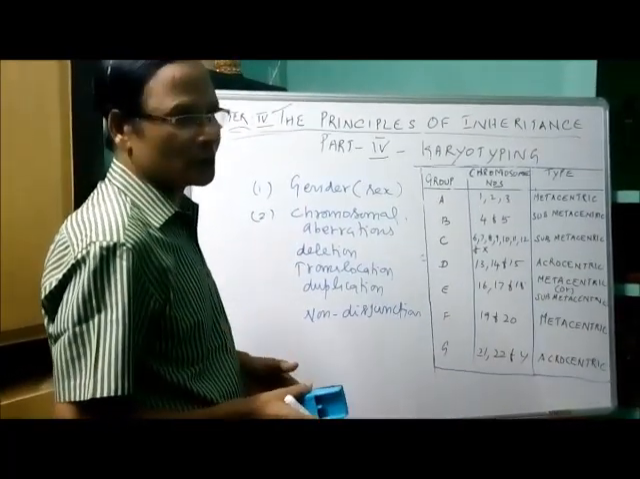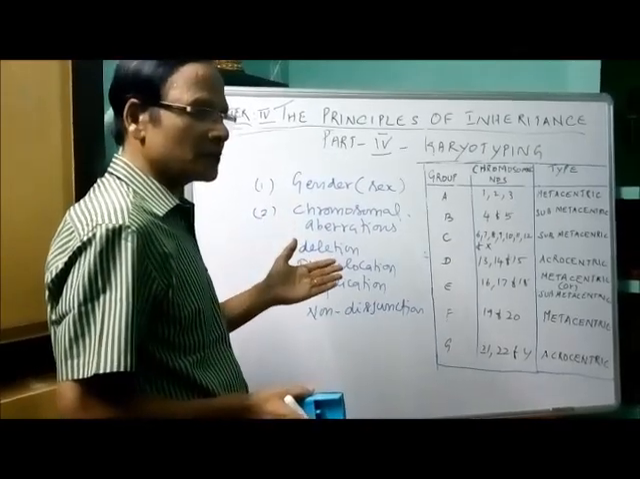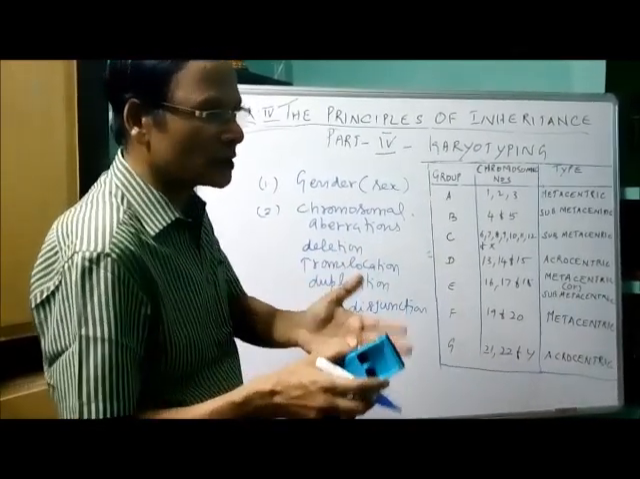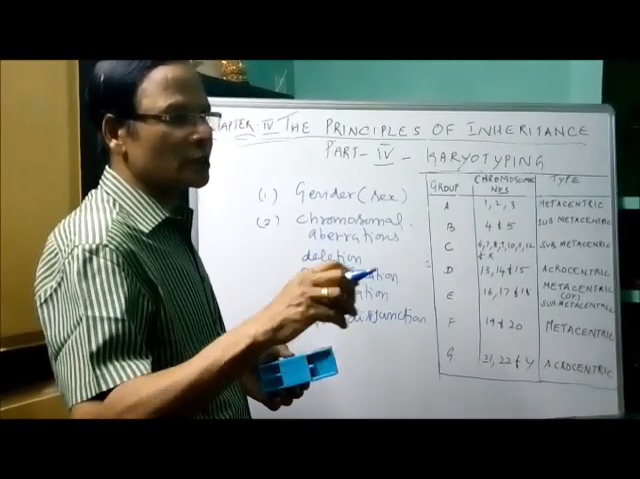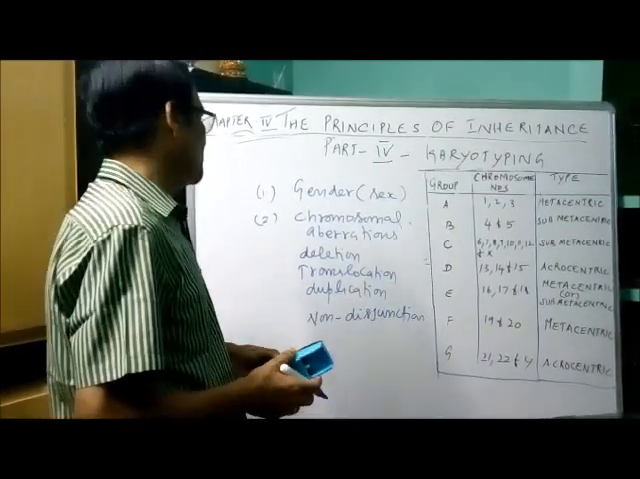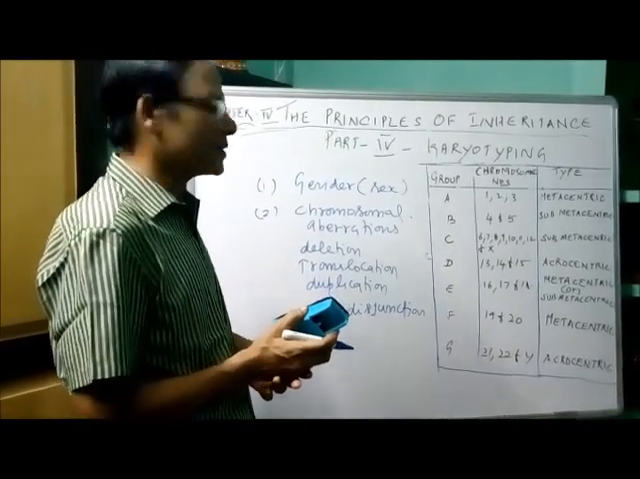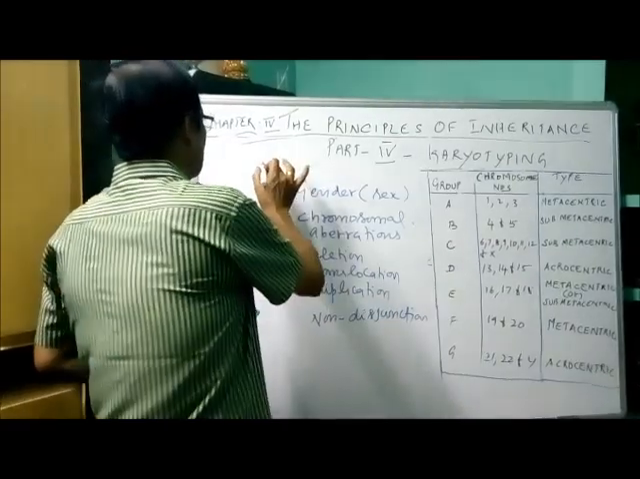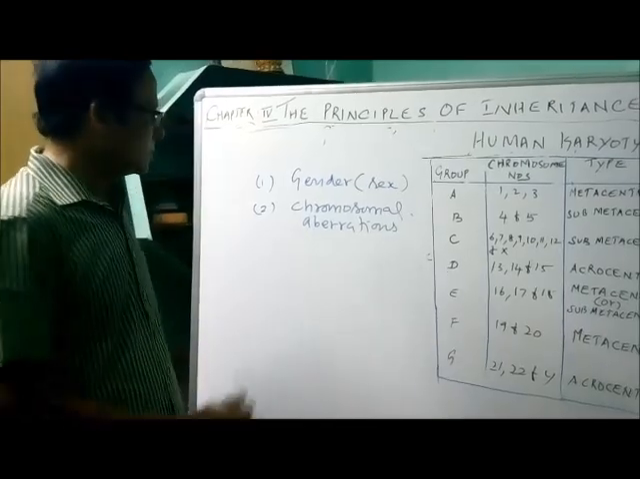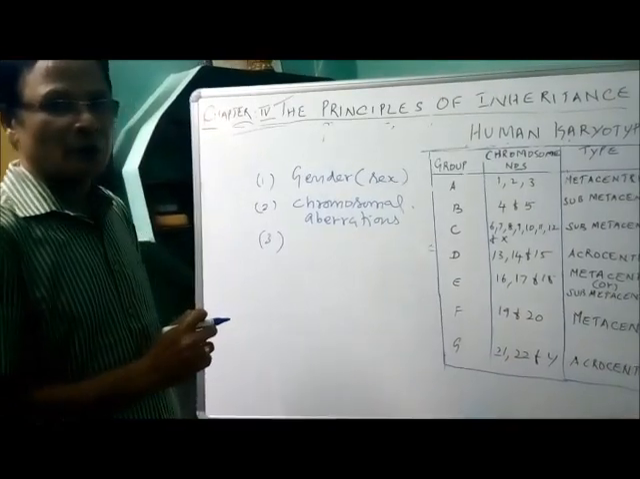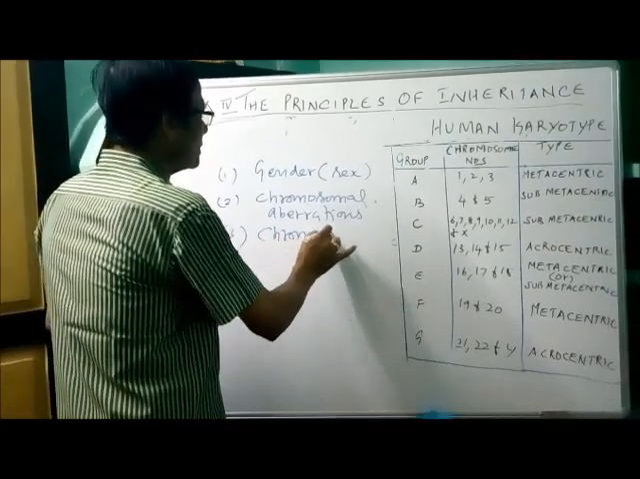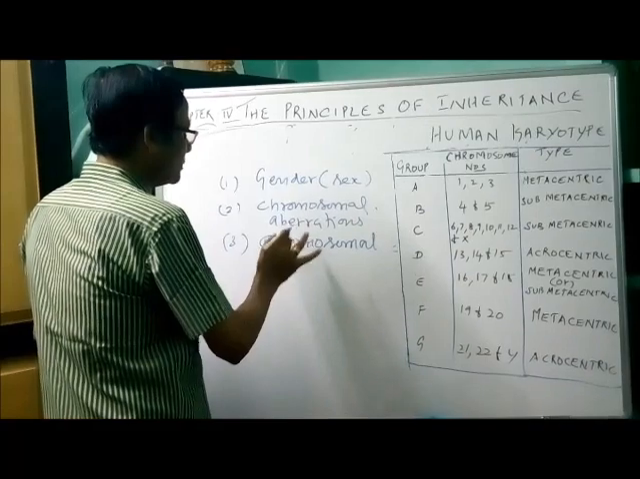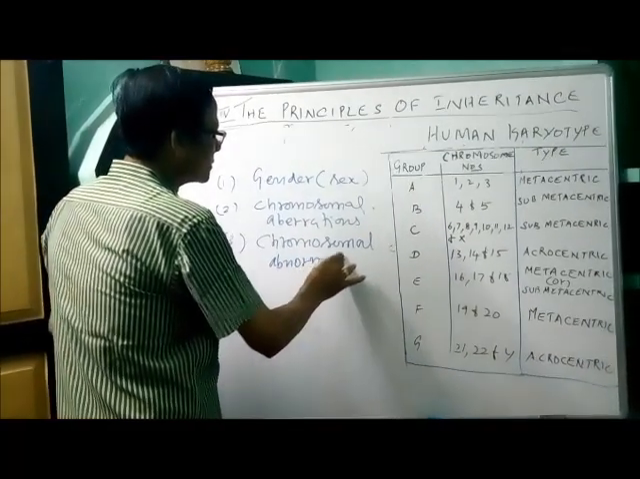In deletion, a part of the chromosome is lost. In translocation, a part of a chromosome from one homologous chromosome is shifted to another homologous chromosome. In duplication, a few genes are duplicated, found twice in the chromosome. So, such chromosomal aberrations can be detected by this method, karyotyping. Then, it helps to identify chromosomal abnormalities. Now, the third advantage of human karyotyping is to identify chromosomal abnormalities.